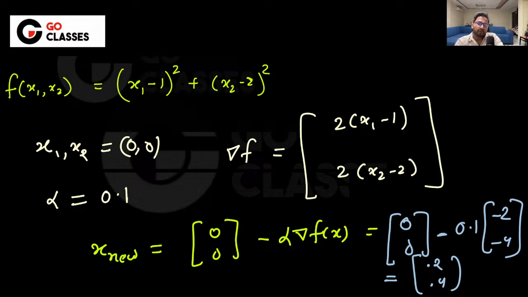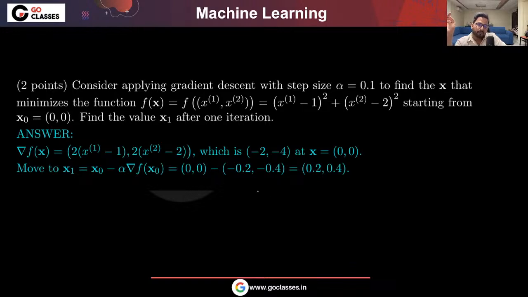So 0.2 and 0.4 is your next iteration answer. Right, so let's just check. So 0.2 and 0.4 is the next. They are just asking for the answer for the next iteration. Let's suppose they ask for one more iteration. Then can you solve for one more iteration?